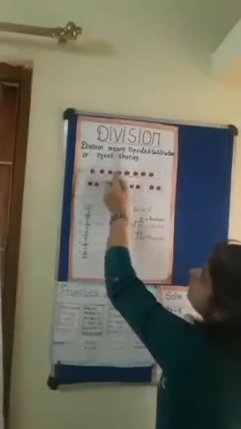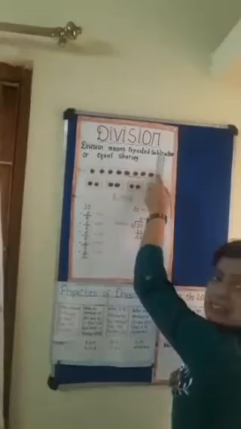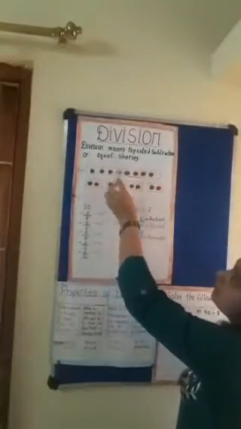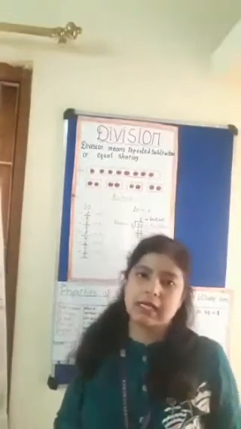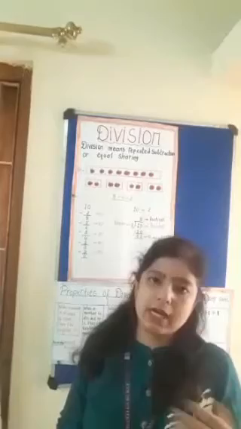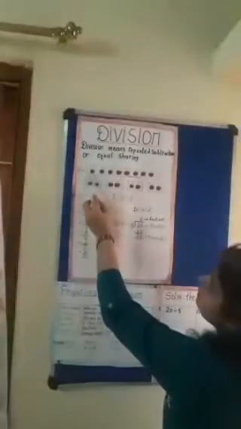So today we will study about division. Division means repeated subtraction or equal sharing. Repeated subtraction means to subtract the same number again and again. Let's see an example. How many apples are there in this group?